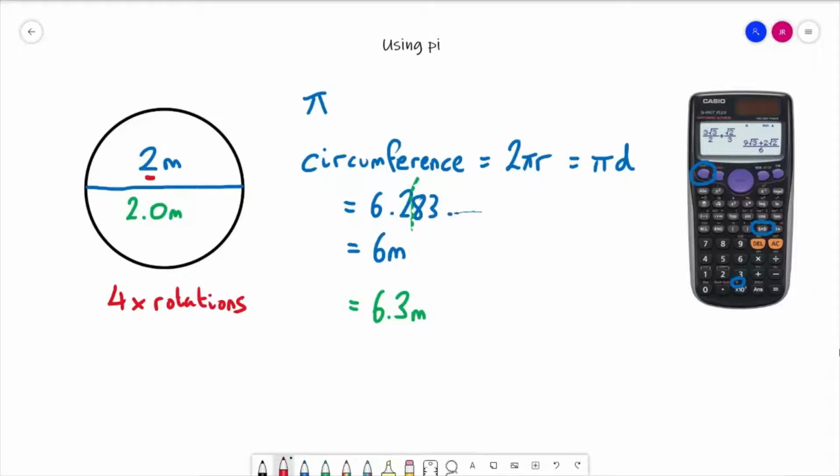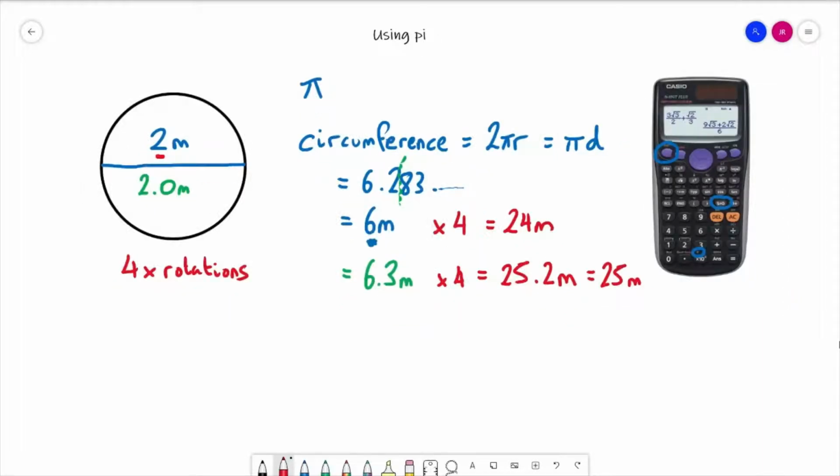Now, of course, if we were to go back to either one of these answers, let's say that we took this first answer of 6 meters and then multiplied that by 4, we would end up with an answer of 24 meters. If we were to use our value of 6.3 meters and then multiply that by 4, our calculator would tell us 25.2, but of course we would then round to 2 significant figures, which would be 25 meters. Now, at that point, you notice that we've got a bit of a problem.